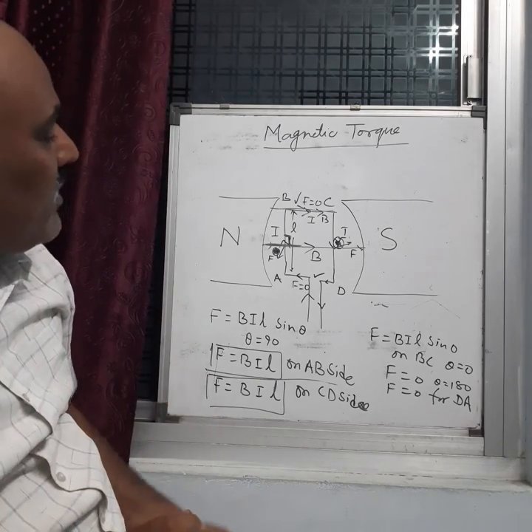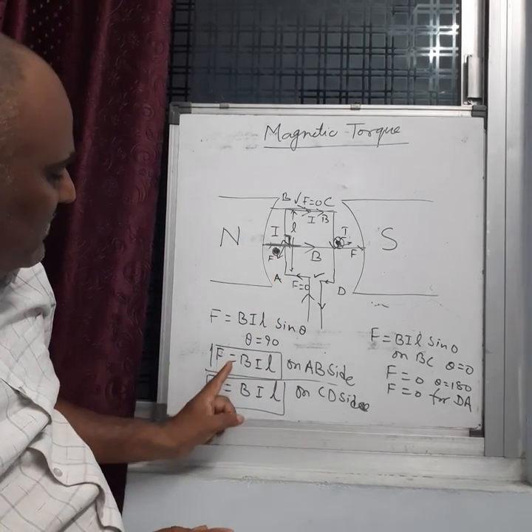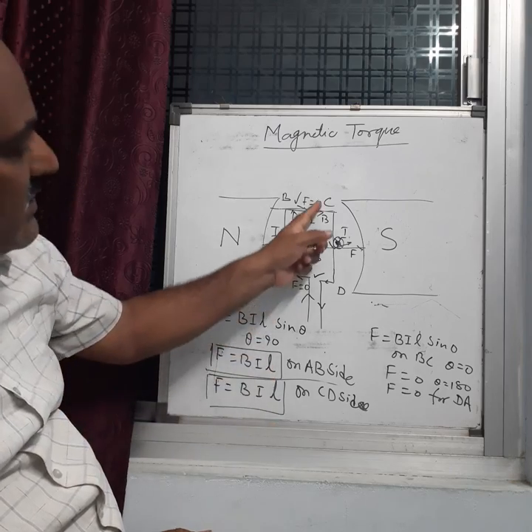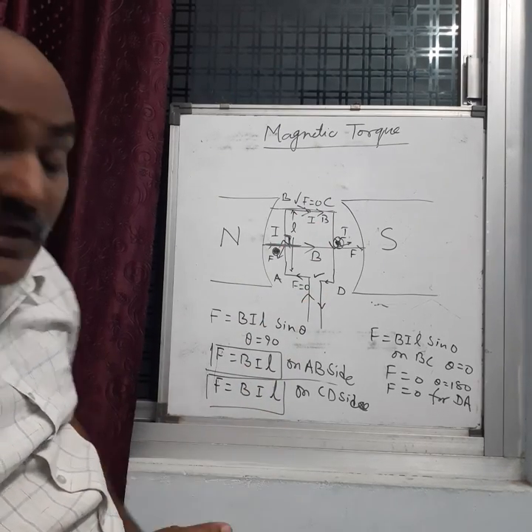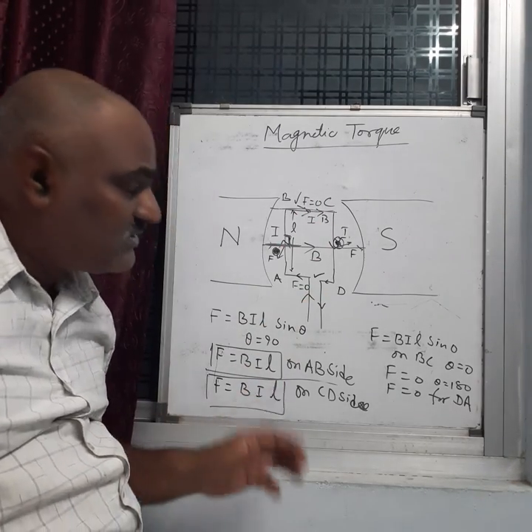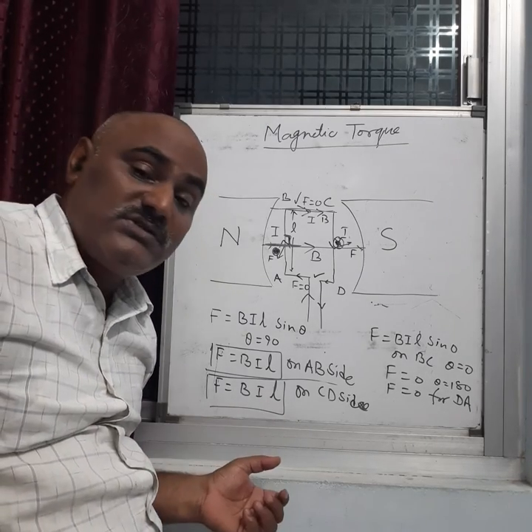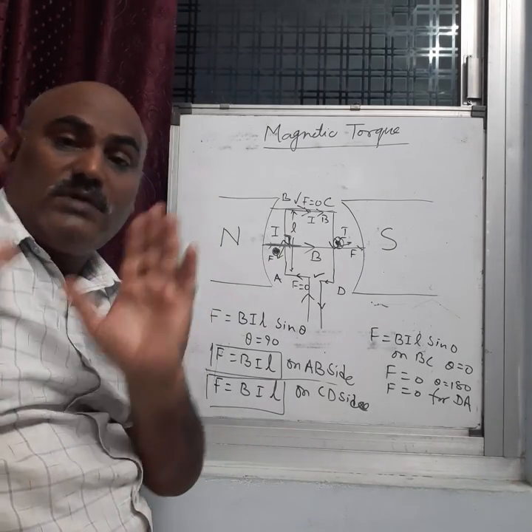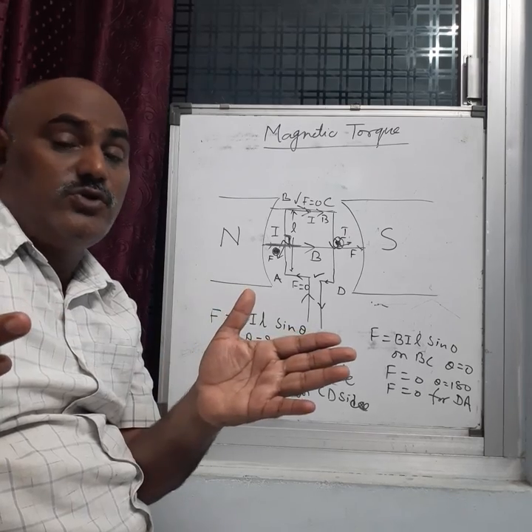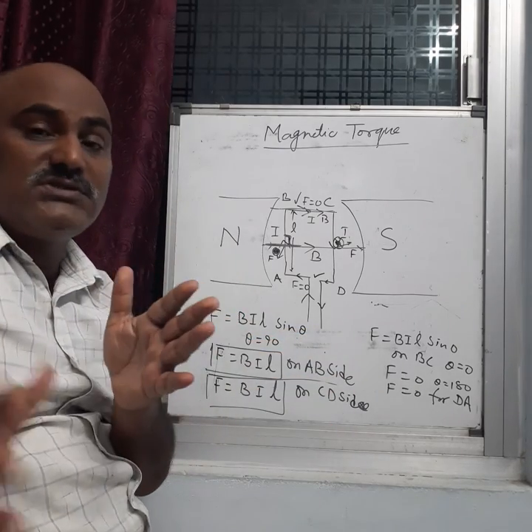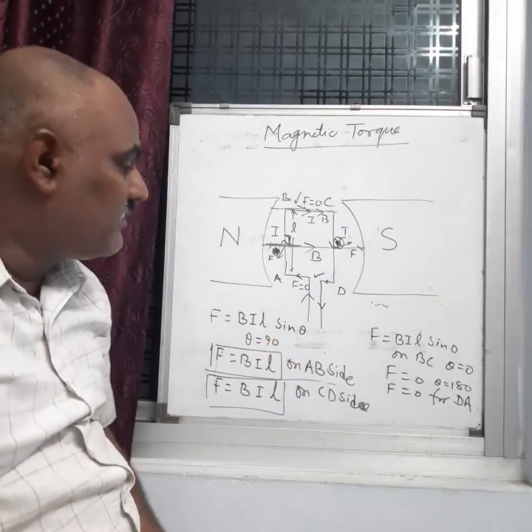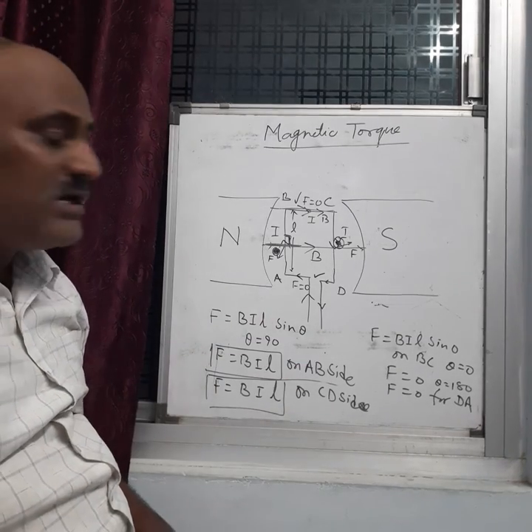Now see, on the AB wire there is a force BIL, and on the CD wire there is a force BIL. And now try to understand the direction. Two equal forces are acting, but when two equal forces are acting in the same direction, no torque. When two equal forces are acting in opposite directions, torque will be produced. How will the torque be produced? Let's see here.